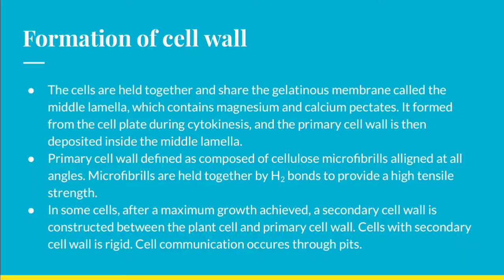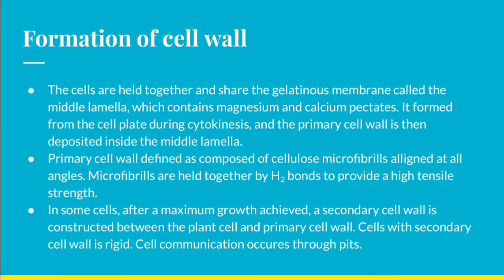Formation of cell wall. The cells are held together and share the gelatinous membrane called the middle lamella, which contains magnesium and calcium pectates. It is formed from the cell plate during cytokinesis, and the primary cell wall is then deposited inside the middle lamella.